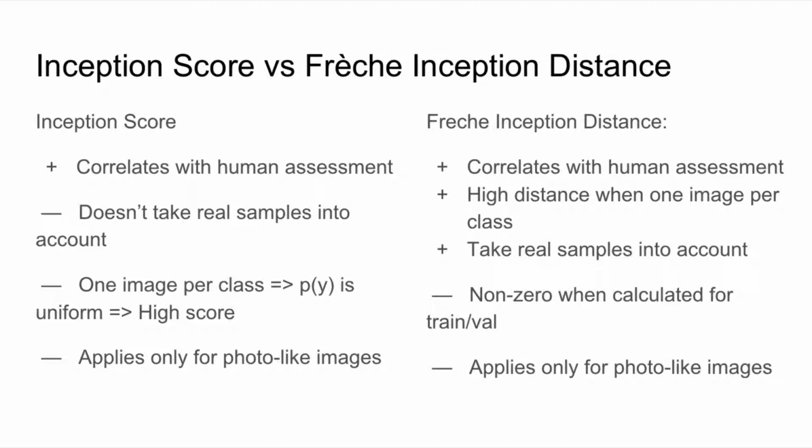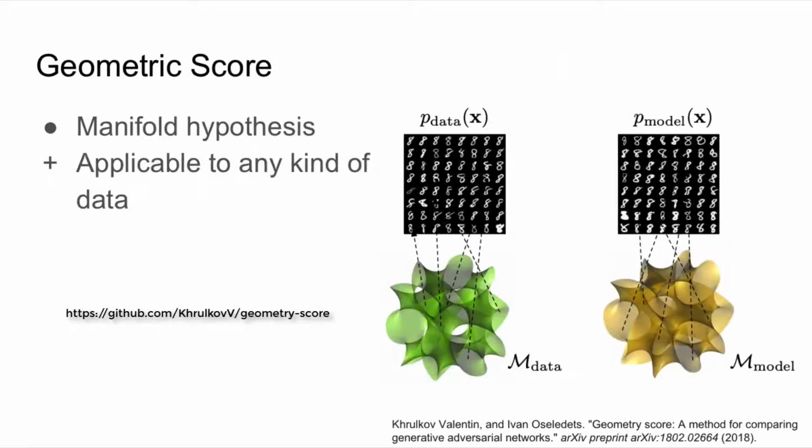And both these two metrics have a common disadvantage. They can be applied only to photo-like images like cats, dogs, airplanes, or anything. If you generate specific images like MRI or textures or any medical data, then these methods are inapplicable.